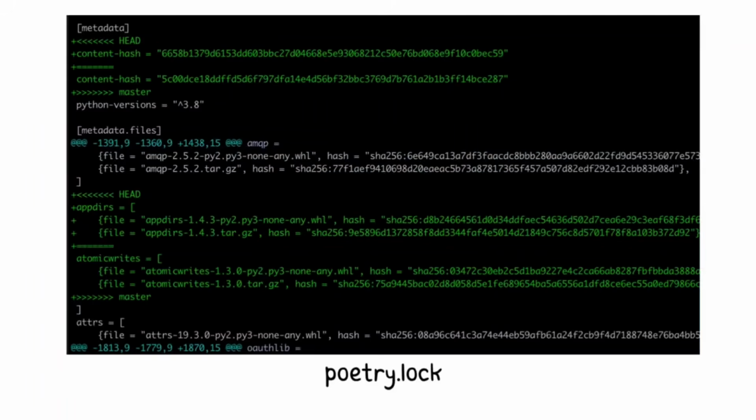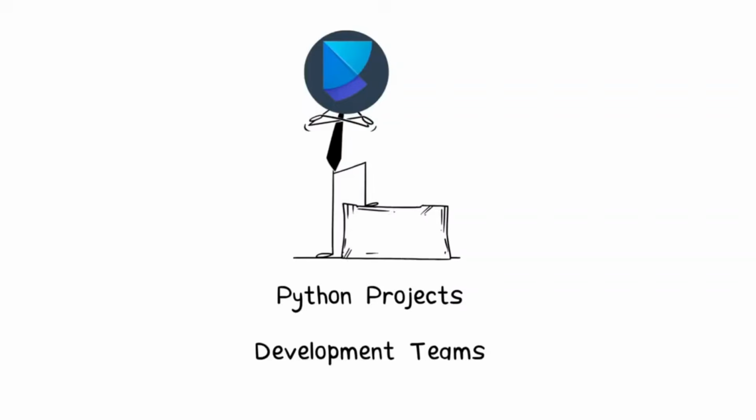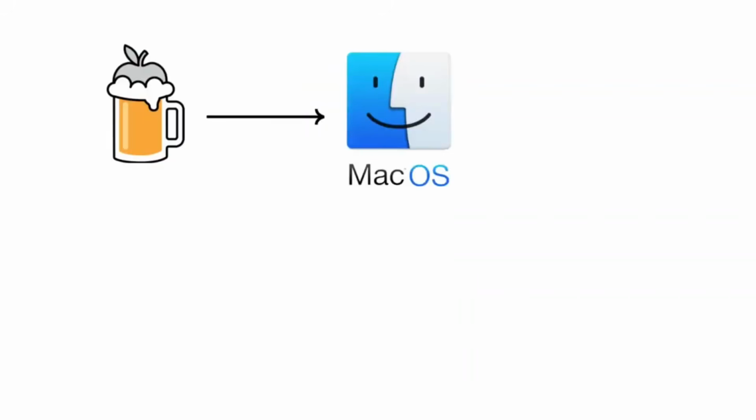It also generates a lock file that guarantees consistent installs across different machines and environments. Because Poetry enforces clean structure and strict version management, it is becoming the standard choice for serious Python projects and development teams. Homebrew. Homebrew is a system-level package manager for macOS.